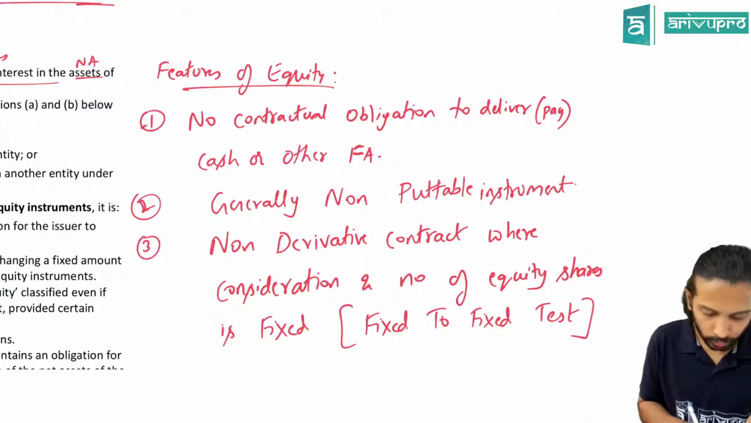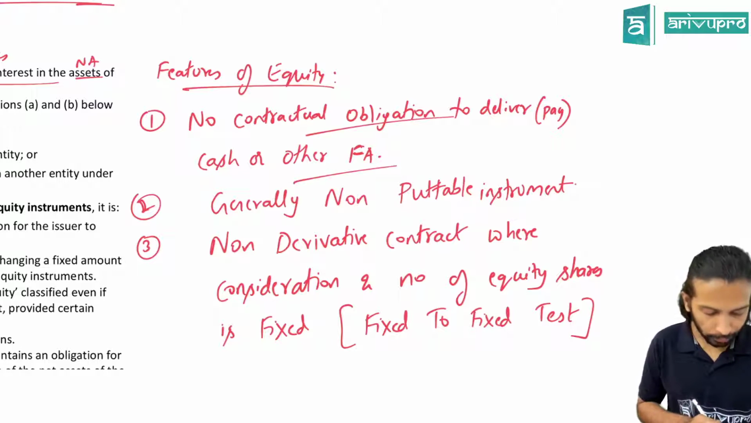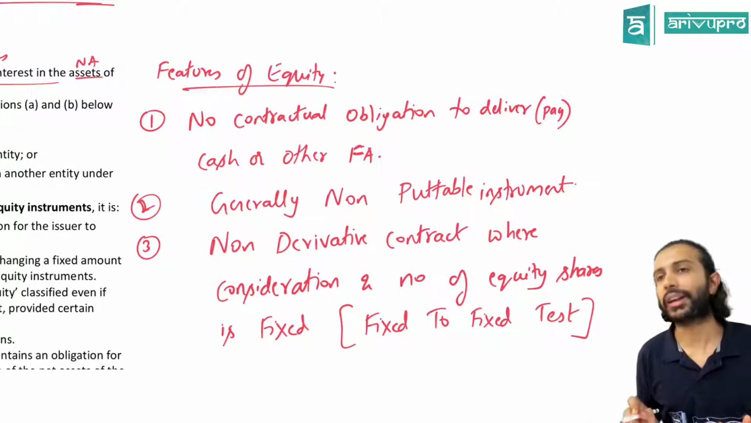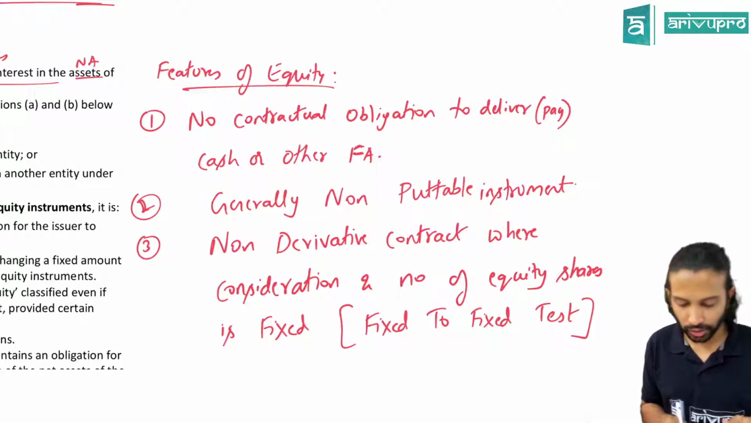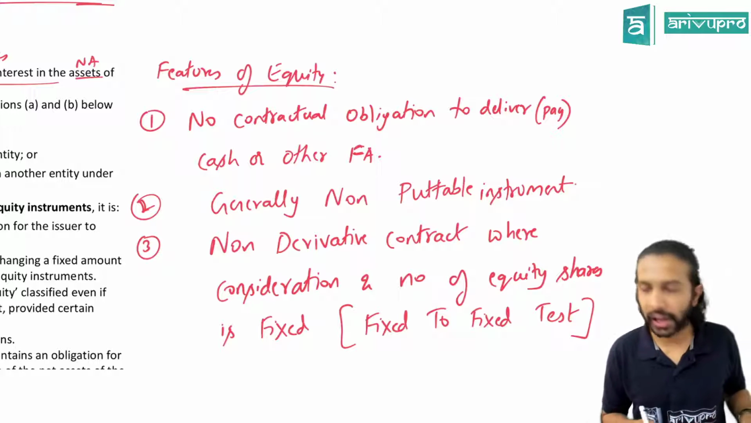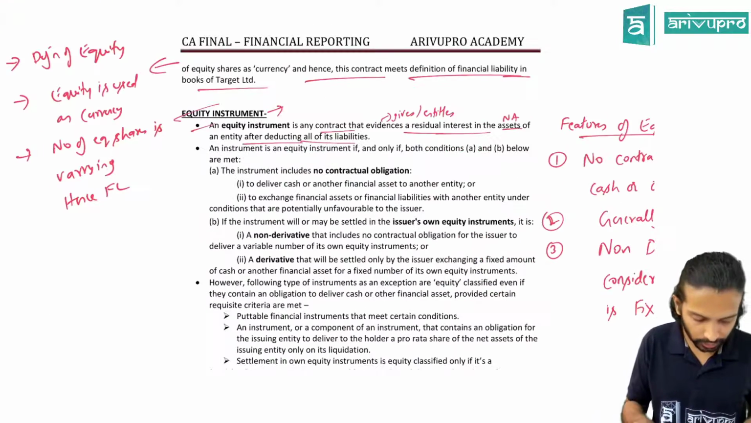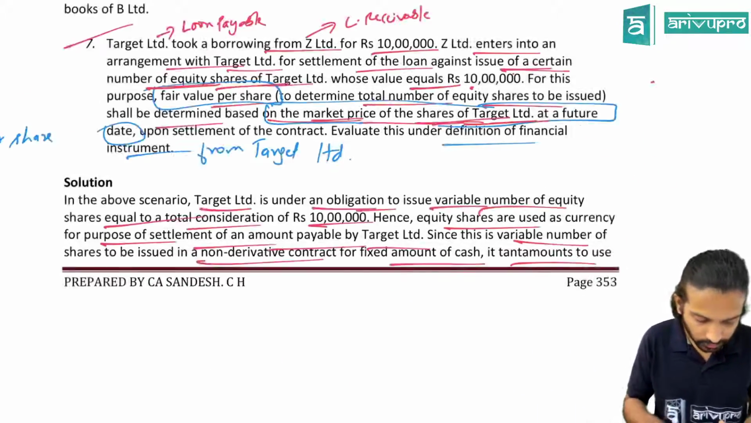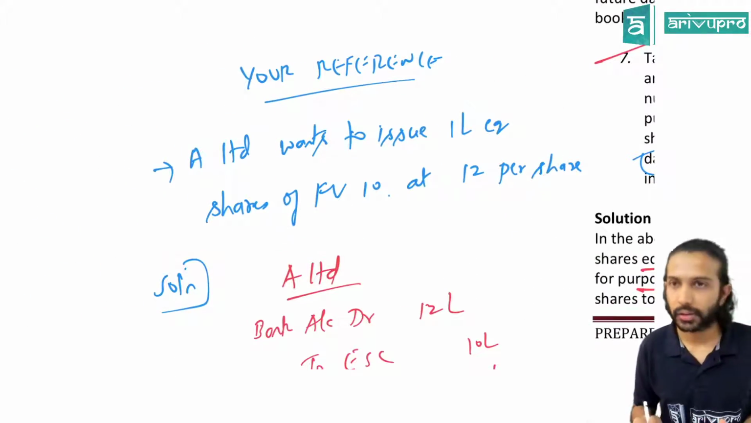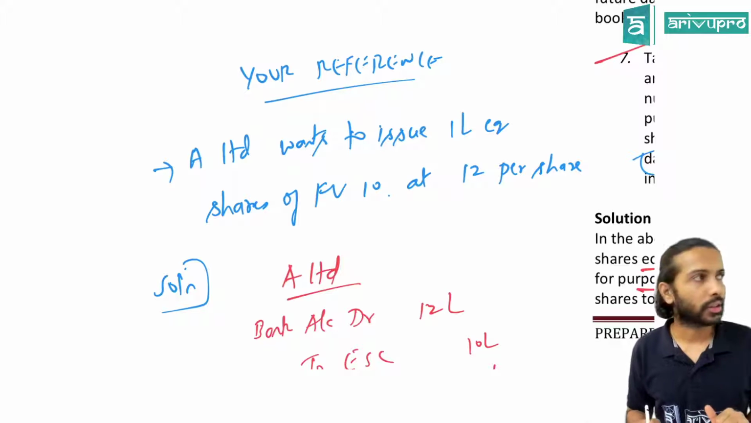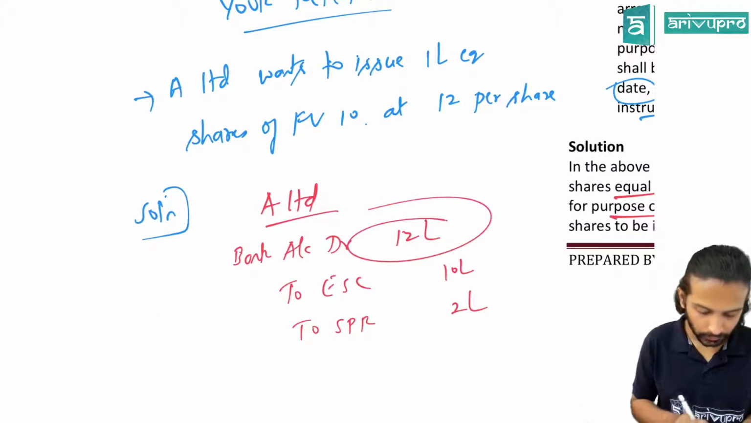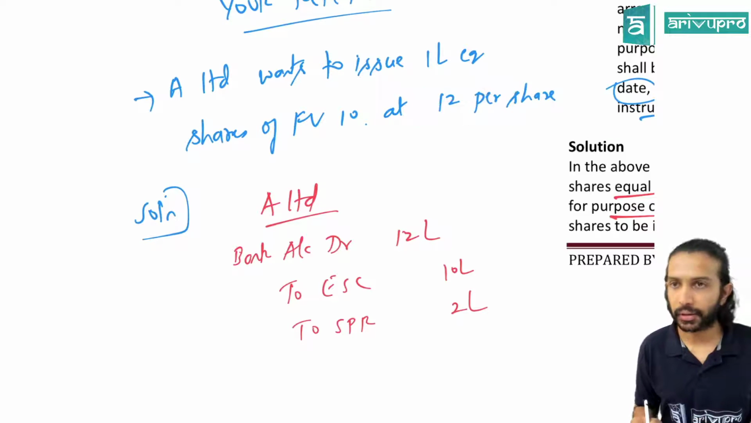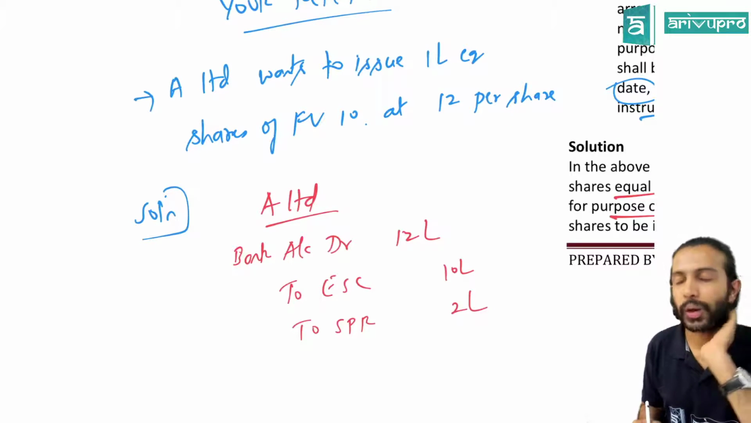That is one. Two, it should not have any contractual obligation to deliver cash or any other financial asset. Equity means if the company gives any equity shares, they should not have a contractual obligation to either give cash or any other financial asset. Take this example only: company issued 1 lakh shares, correct? On this 1 lakh shares, is company required to buy them back? No. You purchased 1 lakh shares, correct? You paid how much to the company? 12 lakh rupees because you purchased at premium, correct? Does company have any obligation to repay that 12 lakh rupees to you?